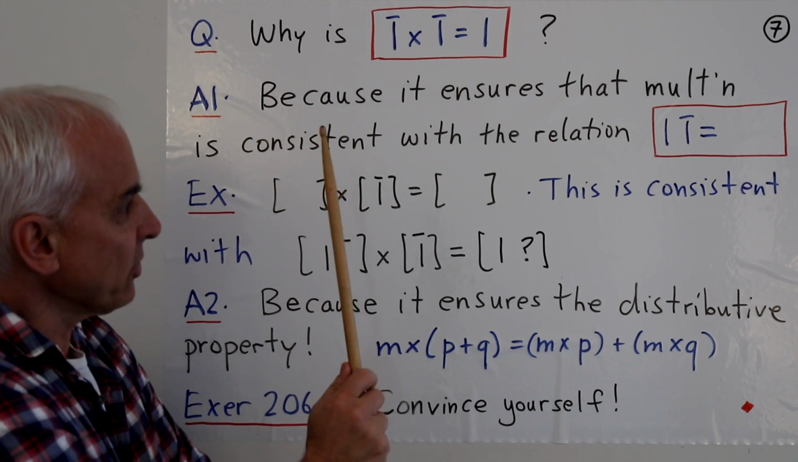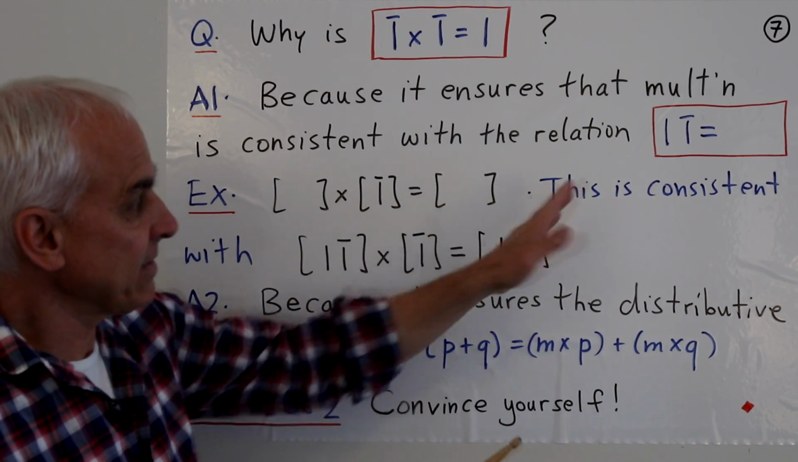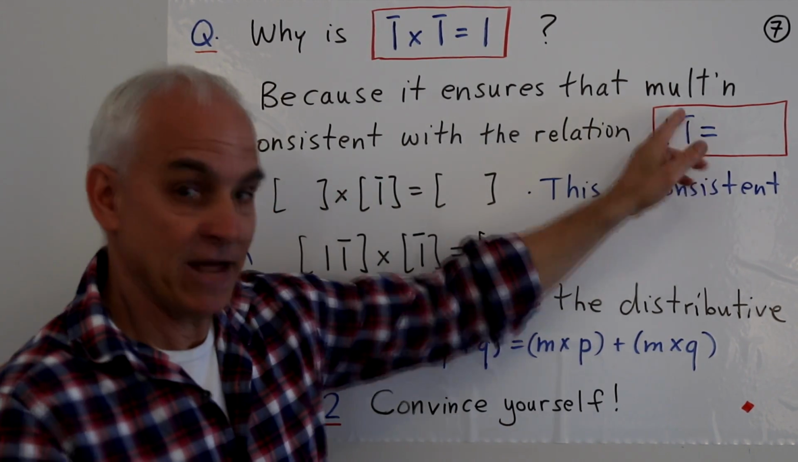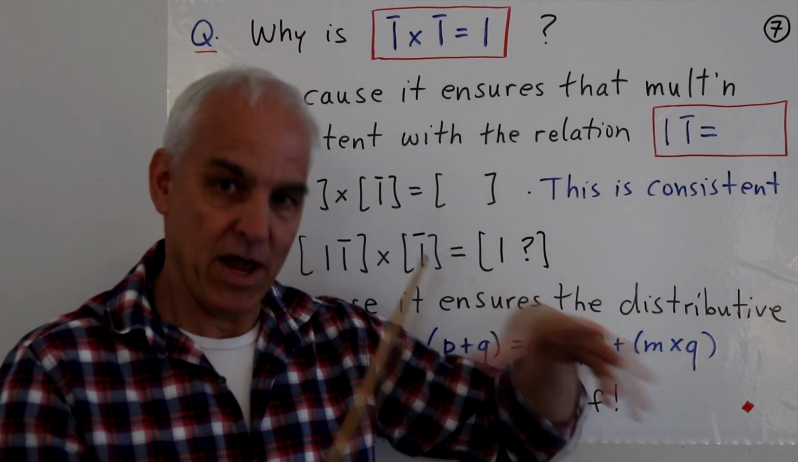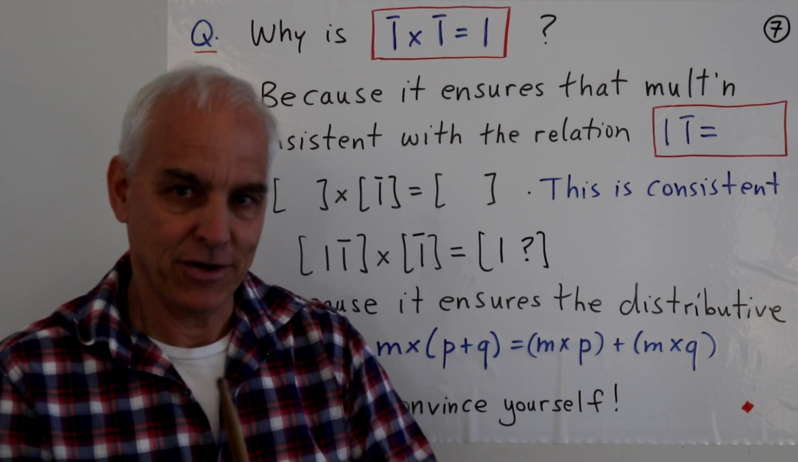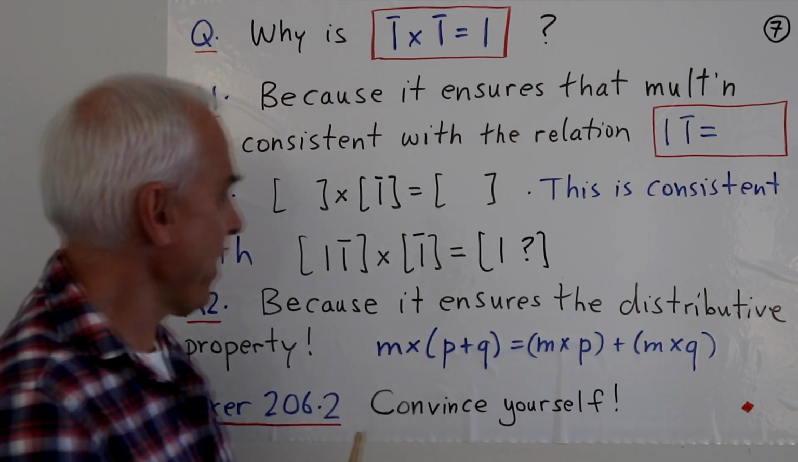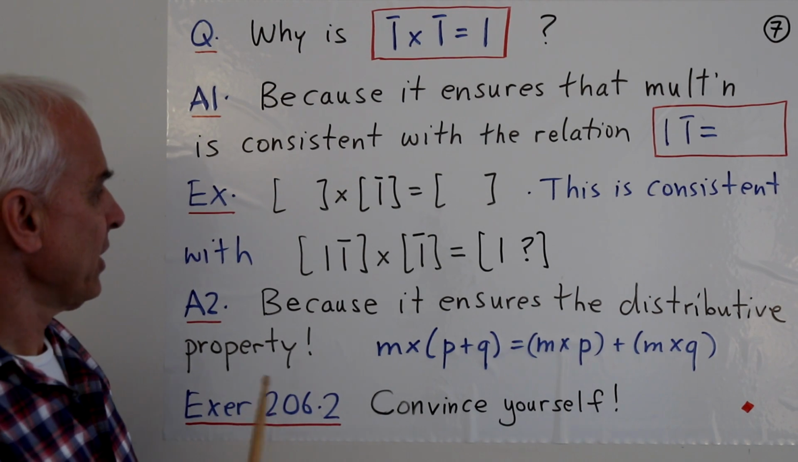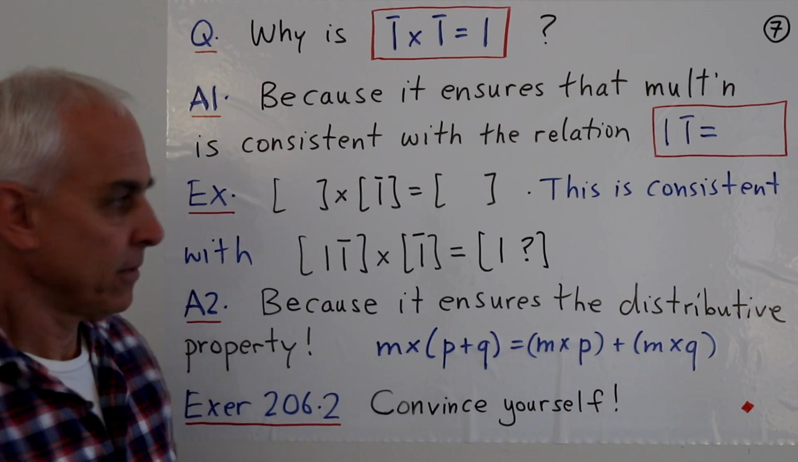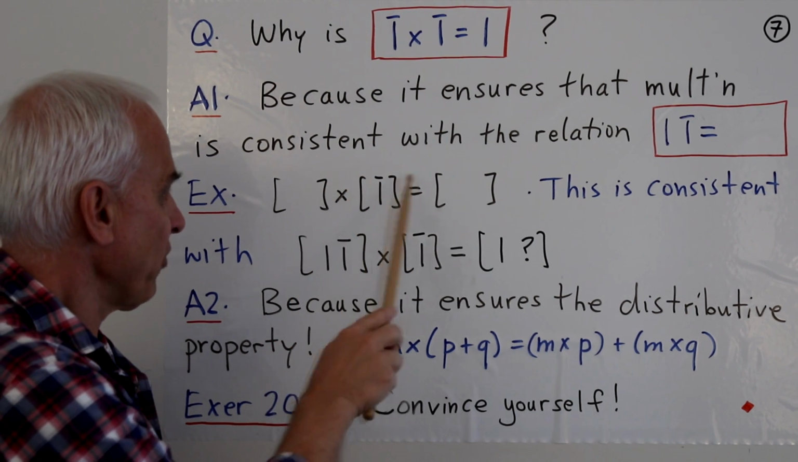Well, one good answer is that it ensures that multiplication is actually consistent with our fundamental relation that a mark adjacent to an anti-mark should equal nothing, that we have cancellation or annihilation of the particle and the antiparticle. So let me explain why that is. Let's look at this example here. Suppose we look at 0 times minus 1. Okay, so here's 0, here's an anti-mark. We know that the product is 0.